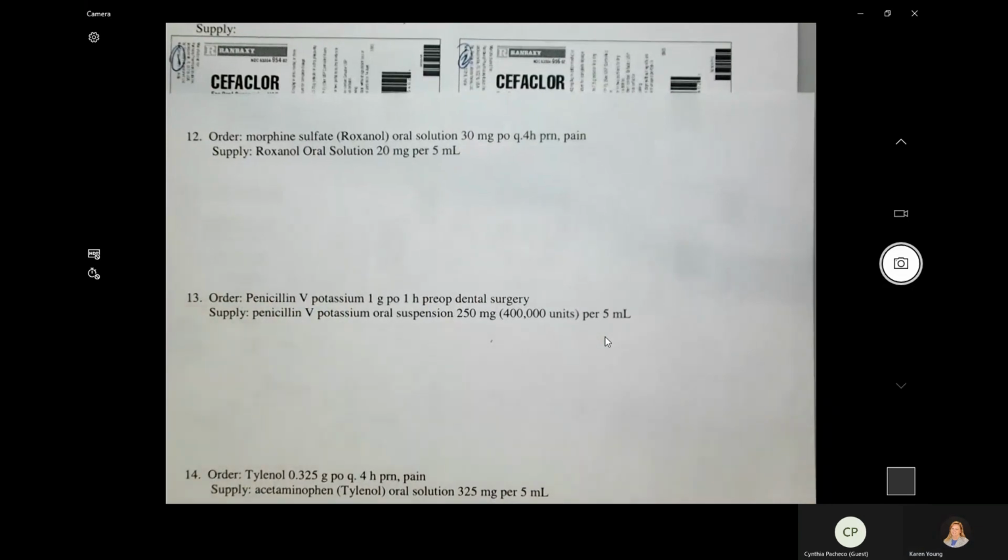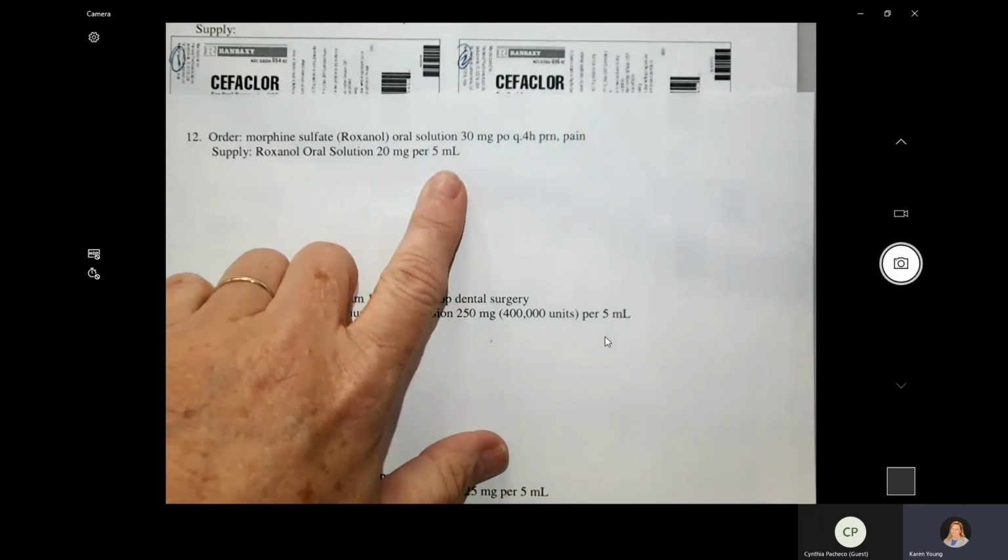All right. So y'all find the morphine that we're going to give. How much morphine are you going to give? And remember, again, this one's milliliters. You're giving it orally.